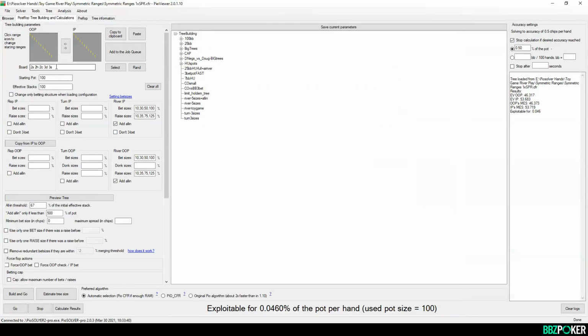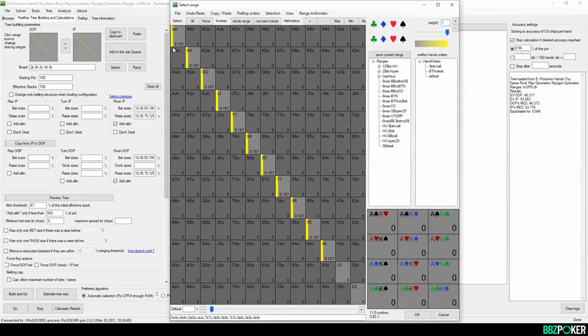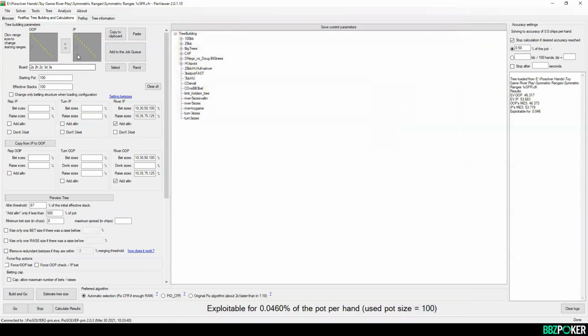The board is deuce, deuce, deuce, 3-3. The ranges are aces through fours. So the board also does not interact with the hand ranges, because neither range has deuces or threes, and those are the cards on the board.